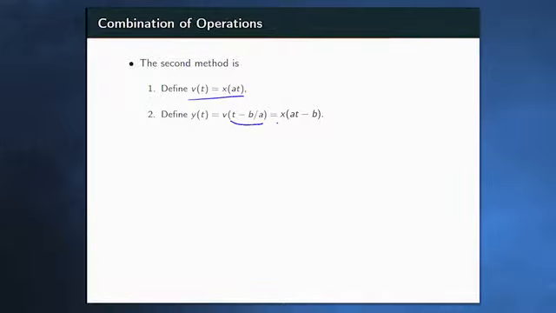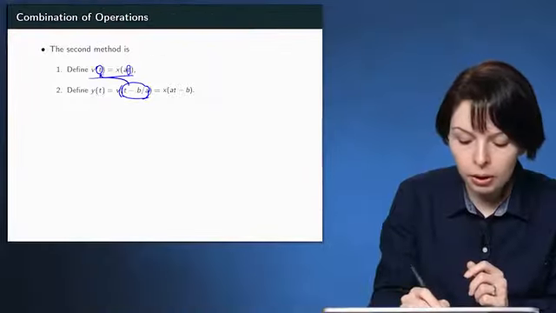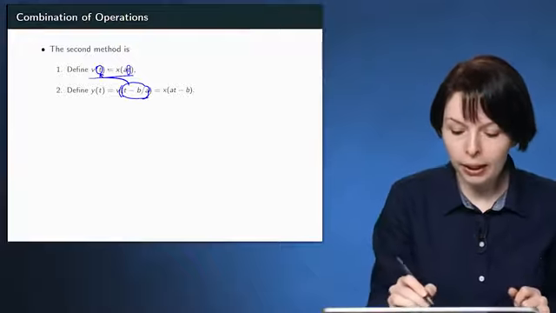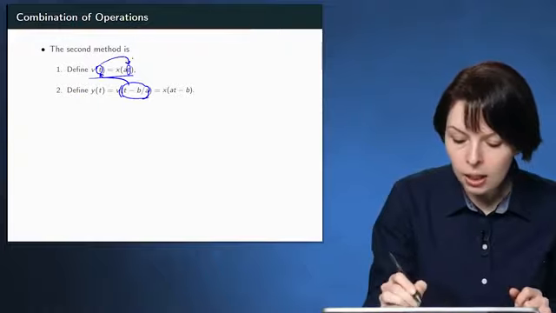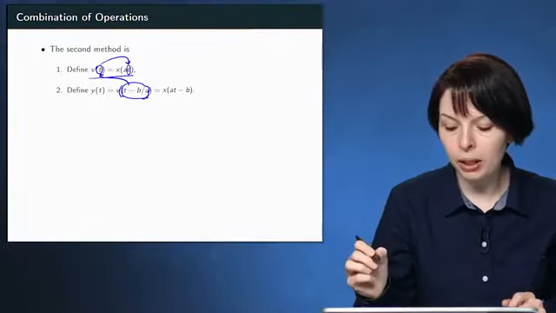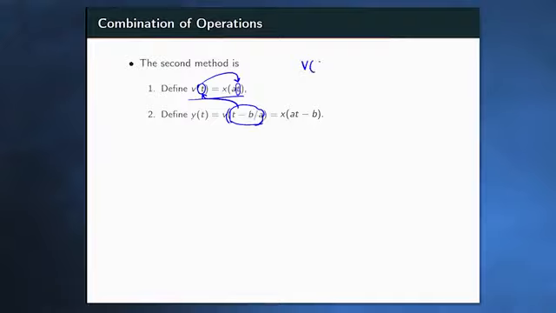So if I have v of t defined as x of a multiplied by t, and I want to find v of t minus b over a, I'm going to replace this t with t minus b over a. Whenever I see t, I replace it with t minus b over a. So v of t minus b over a equals x of a multiplied by t minus b over a, that's going to be equal to x of at minus b. So that's the transformation that we were looking for.